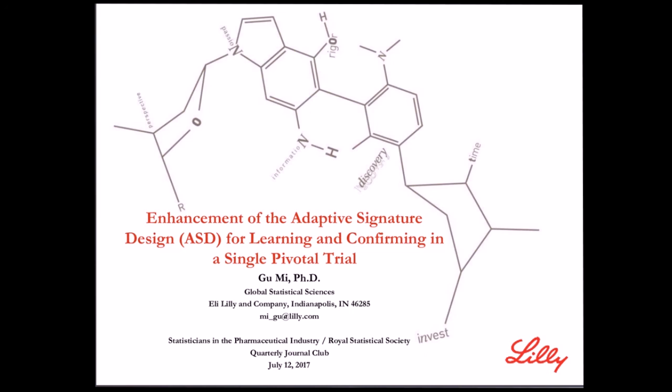And today, Gu is going to talk about his paper, Enhancement of the Adaptive Signature Design for Learning and Confirming in a Single Pivotal Trial. So over to you, Gu, please. Thank you very much, Professor Gilmore, for the introduction. And thanks everyone for joining this webinar. It's my honor to present our research work titled The Enhancement of the Adaptive Signature Design for Learning and Confirming in a Single Pivotal Trial.